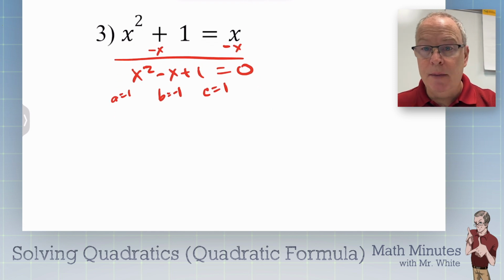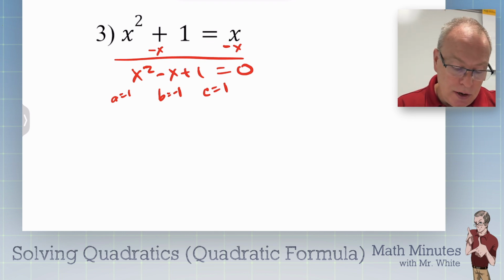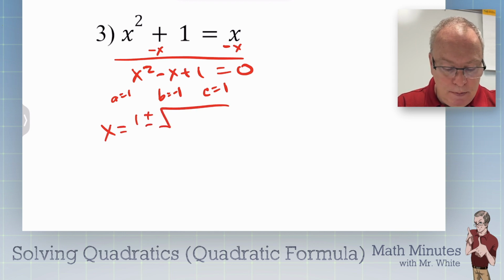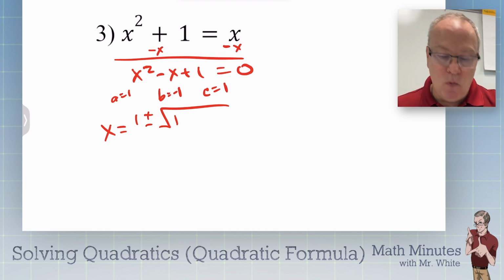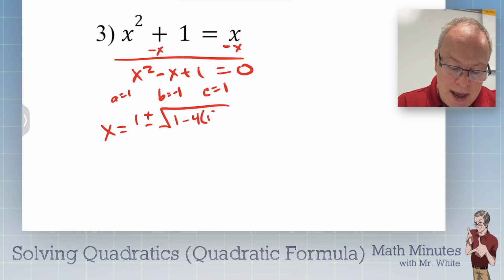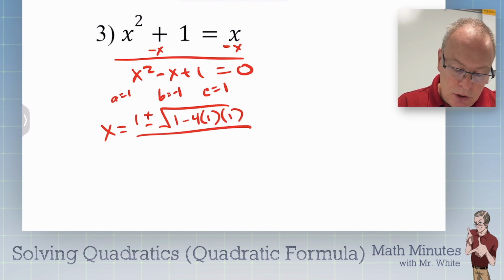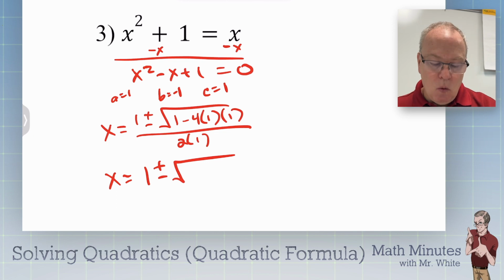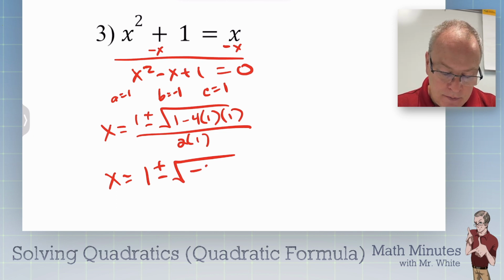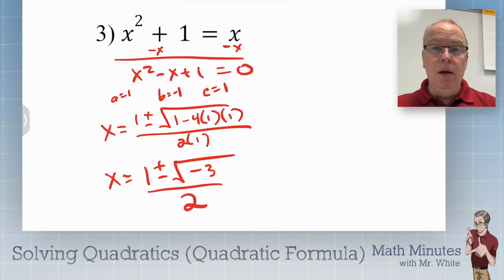Let's start plugging in. I'm going a little quicker because I know you don't want this to take a 60-minute video here. So x is the opposite of b, plus or minus the square root of b squared is always positive. So negative 1 times itself is positive 1 minus 4ac all over 2 times a. So x equals 1 plus or minus the square root of 1 minus 4 is negative 3 all over 2. Uh-oh.